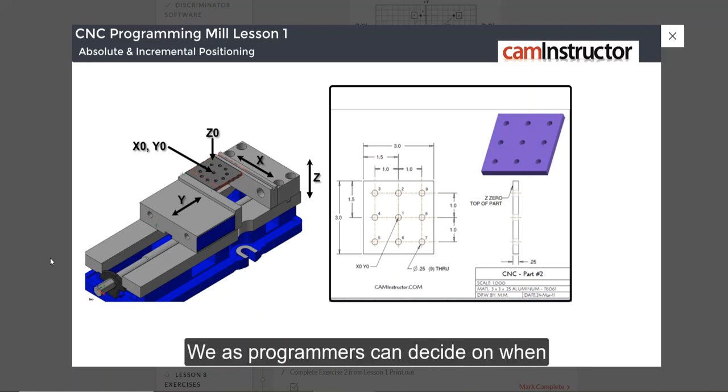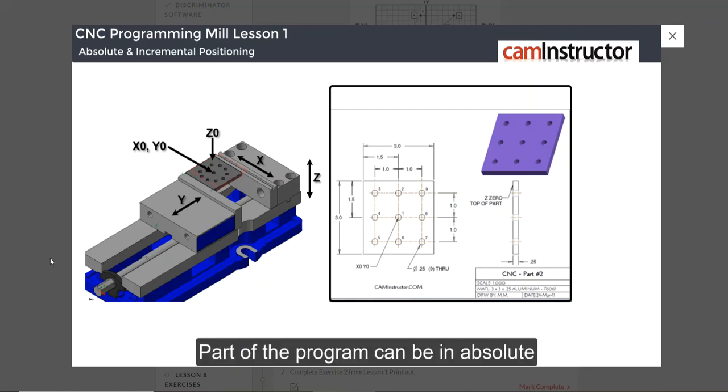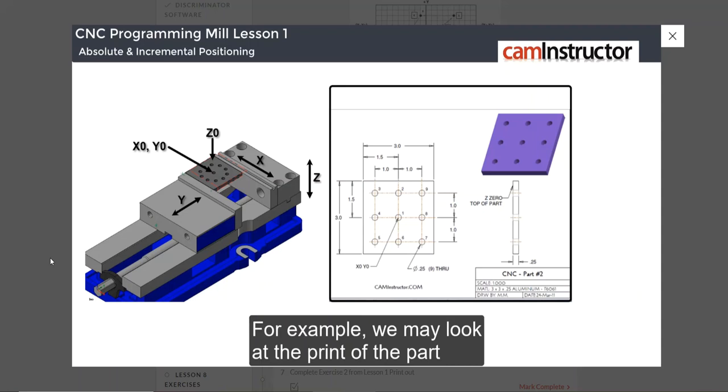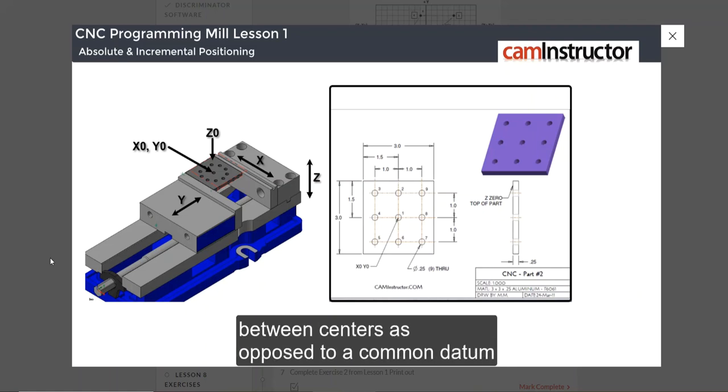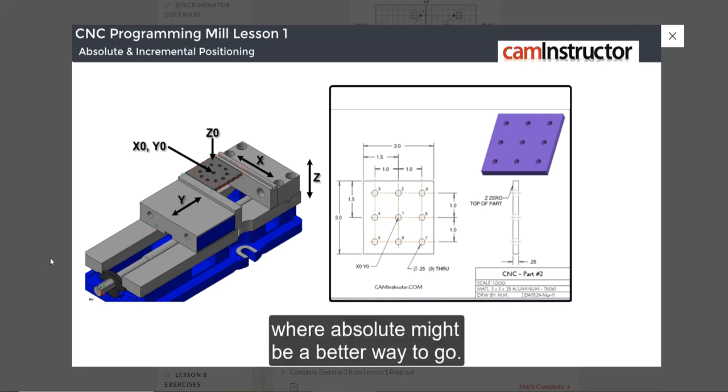We as programmers can decide when to use absolute or incremental. Part of the program can be in absolute and another part in incremental. For example, we may look at the print of the part and decide it would be easier to program a series of holes in incremental, as the holes are dimensioned between centers, as opposed to a common datum where absolute might be a better way to go.